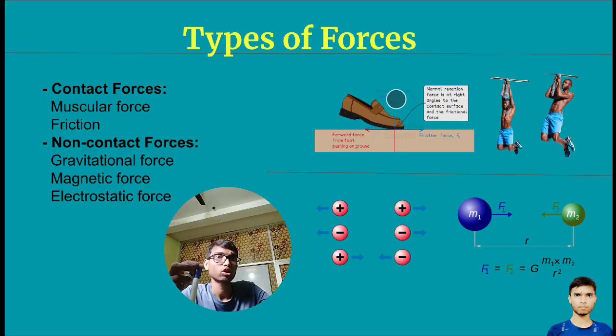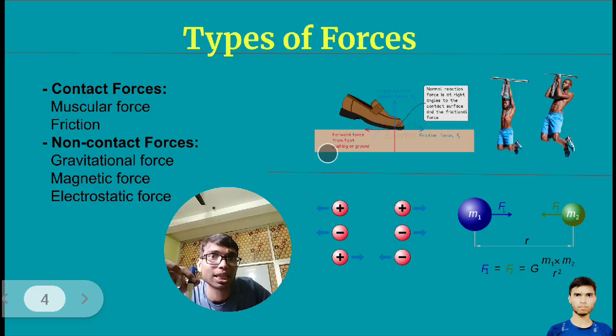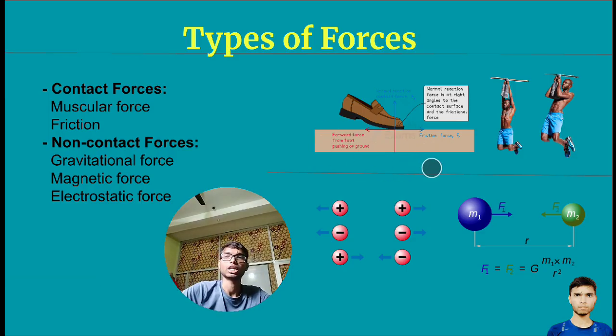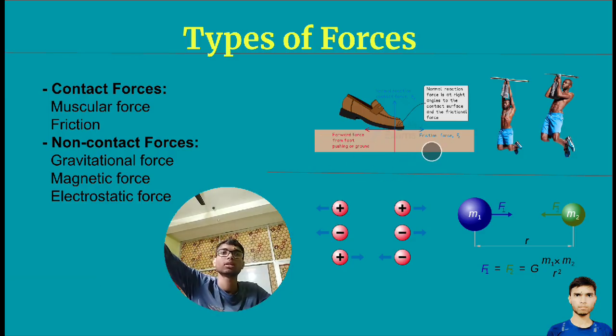Now here, the contact of this object is with this, isn't it? You can easily see this shoe is touching this object, this ground. That's why there will be friction. Are you understanding?